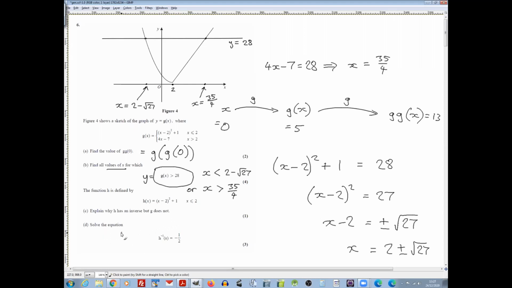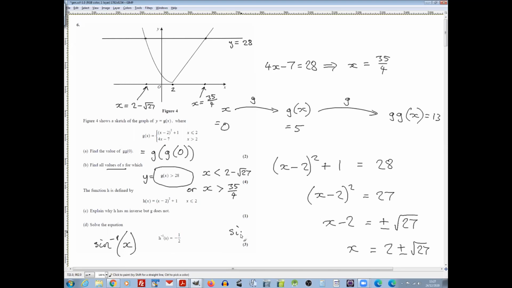Right. Solve the equation h. Now, of course, h to the minus 1 doesn't mean 1 over h, does it? It probably should, but it doesn't. What does it mean? Well, what about sine to the minus 1? What does that mean? When you've got that, it means all of it to the minus 1, doesn't it? Well, so it should, but it doesn't.